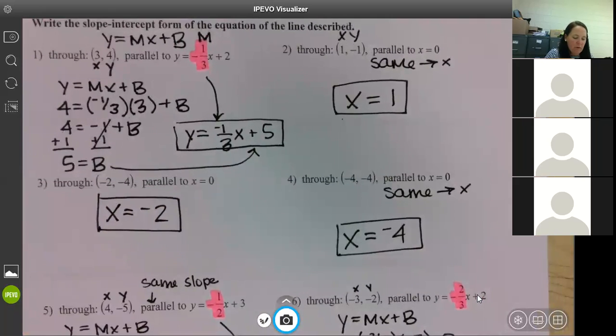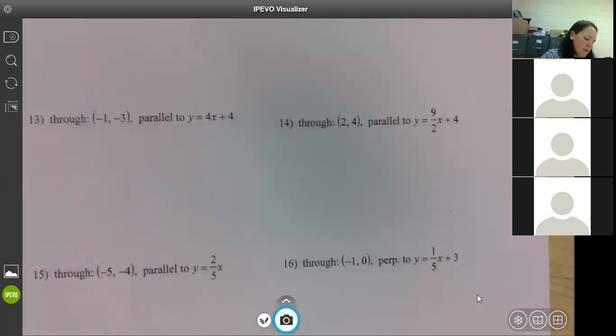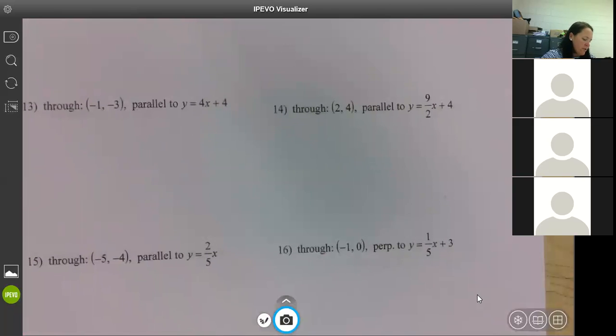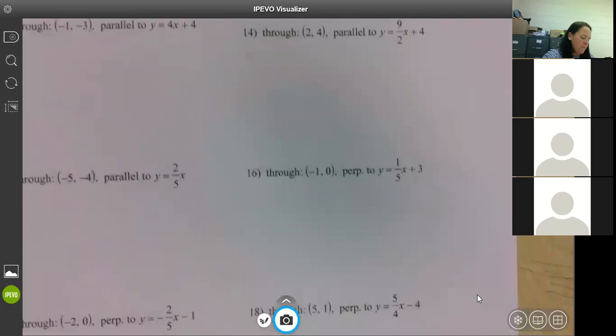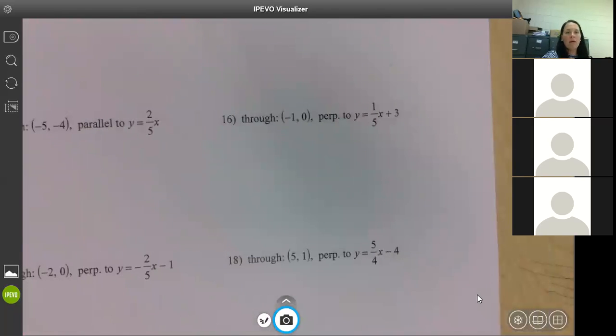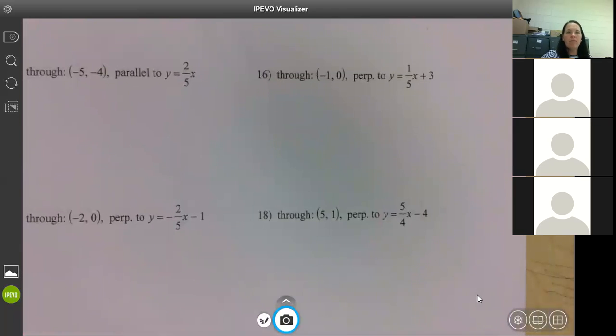If I can switch my paper, I'm sorry, I'm fumbling with my paper. All right, parallel, perpendicular starts on number 16. Okay, give me just a second.